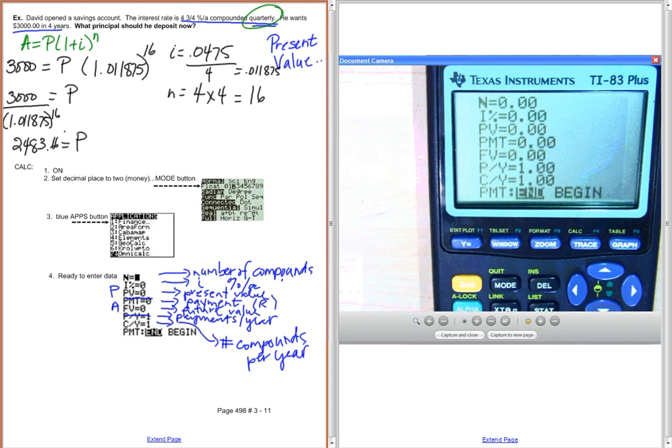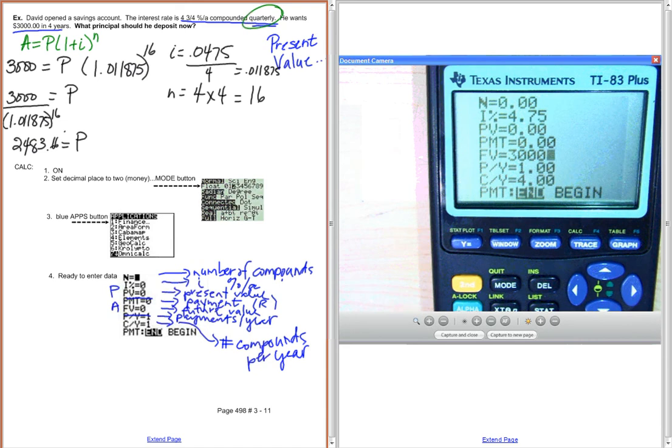Let's put the numbers in for David's problem. So David had an interest rate of 4 3/4%. So we need to type that in there exactly as we see it, 4 3/4%. We see also that it's compounded quarterly, so I'm going to go down to compounds per year and change that to a 4. He wants $3,000 in 4 years, so the $3,000 is his future value that he wants to end up with.